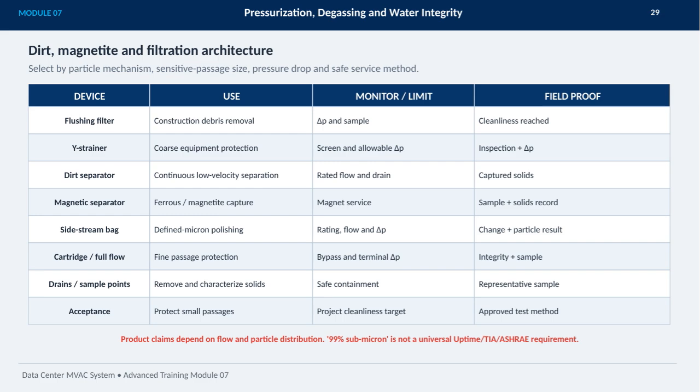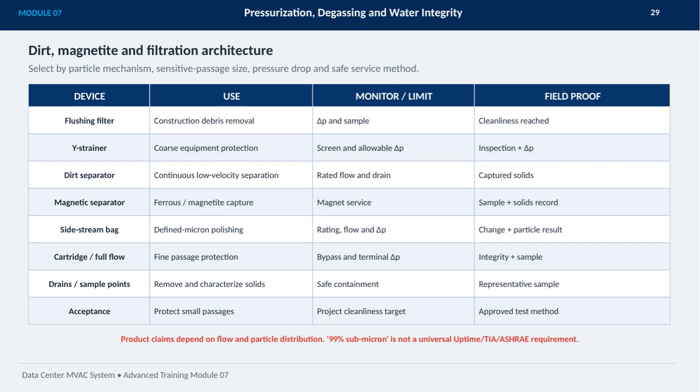Magnetic separators target ferrous particles like magnetite and demand magnet servicing along with sampling and solid records. Sidestream bags perform micron-level polishing with attention to flow rating and pressure drop, requiring particle result monitoring and timely changes. Cartridge and full flow filters protect fine passages and use bypass and terminal pressure drop limits to maintain integrity. Finally, drains and sample points are essential for removing and characterizing solids safely, ensuring representative sampling and acceptance testing.